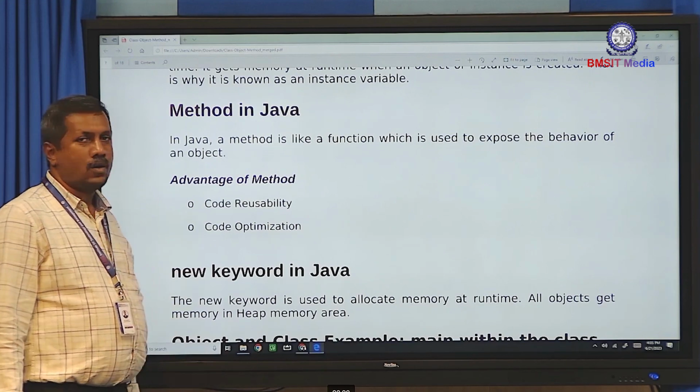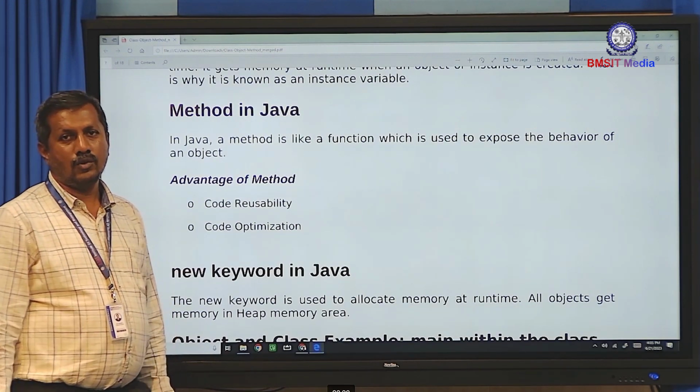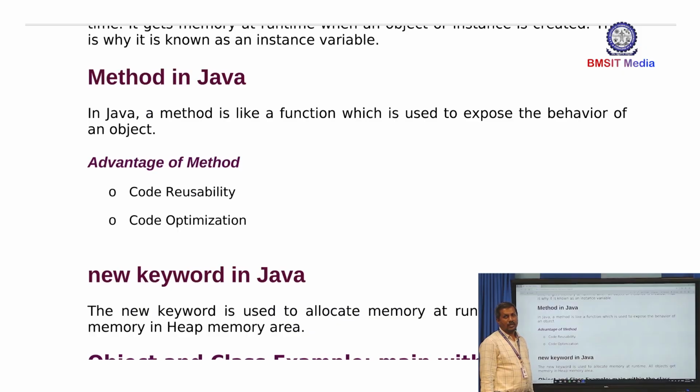The second is code optimization. Code optimization is also one of the major advantages of the method, where we can optimize the code. Reusability of the code is the first advantage. The optimization of the code is the other advantage. What does that mean? Why is it called optimization of the code?